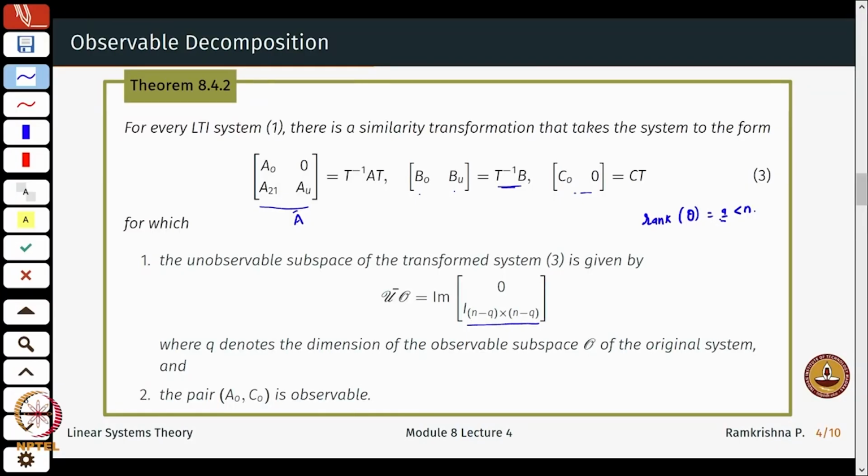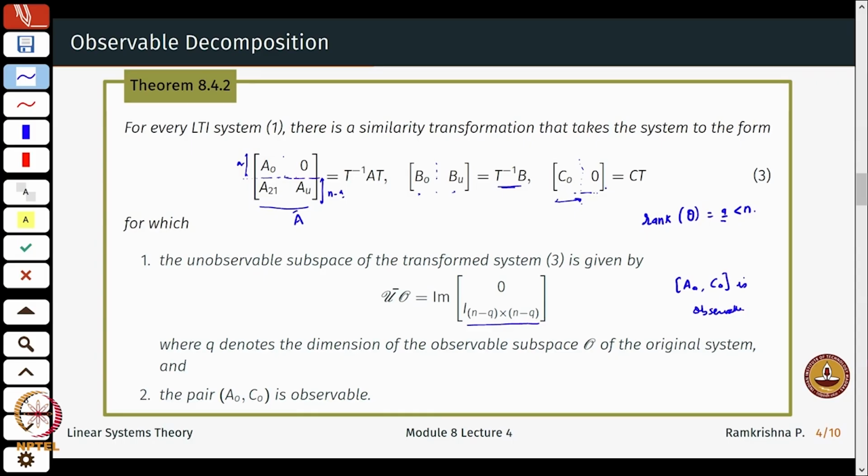So what I have done, via this transformation which comes as a result of this O, is decompose my system into the observable part here and the unobservable part, in such a way that the pair A naught, C naught is observable. The A matrix decomposes this way, and B decomposes into its own observable and unobservable components. This structure is not important, but what is important here is that the outputs can now be very easily decomposed: I have a C naught here and a 0 here.